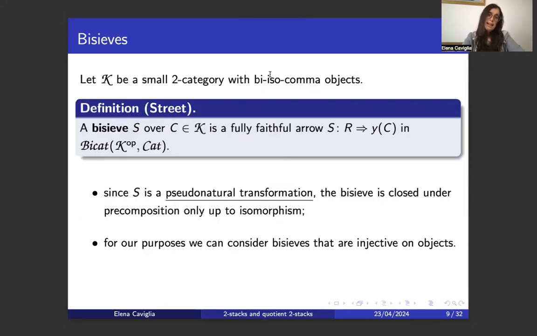So the setting will be now a 2-category with bi-isomorphic objects. And bi-isomorphic objects are a 2-dimensional analog of pullbacks. So we will upgrade pullbacks to bi-isomorphic objects. And now we need to put a Grothendieck topology on these 2-categories.